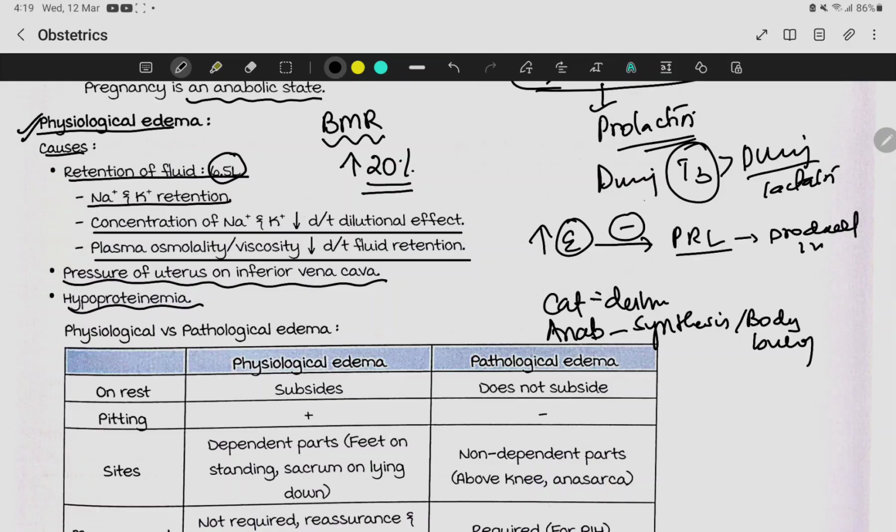So what are the causes for physiological edema? First there is retention of fluids, almost 6.5 liters gets retained, and then there is pressure on the inferior vena cava. Because of that, there's fluid extravasation, and hypoproteinemia during pregnancy can also cause it. When there is decreased albumin, what happens? Albumin is responsible for holding fluid, right? So hypoproteinemia means there's an increase in third space fluid. This causes edema.